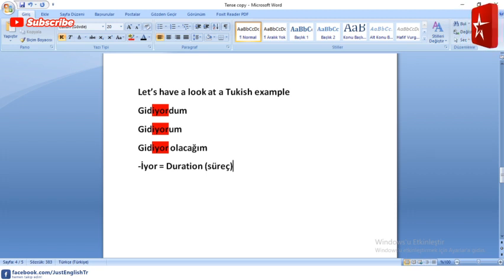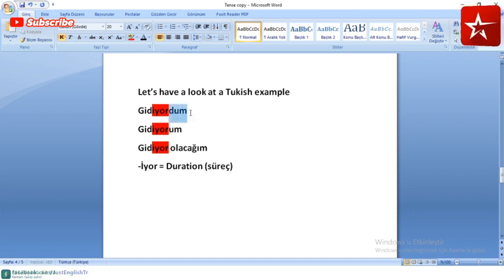Süreç. It shows us that that action is existing in time. Gidiyordum. At that time, I was going to France, for example. We stretch that action out. It has duration, or süreç in Turkish. In the present form, it's gidiyorum, to show that the action is happening now.